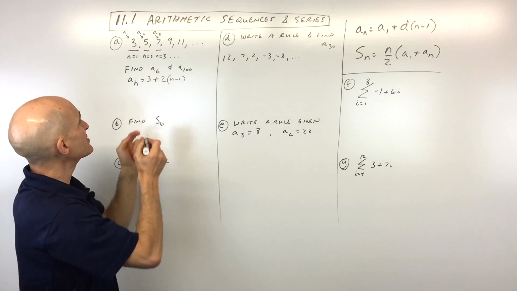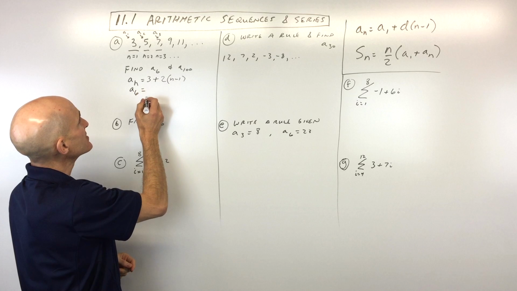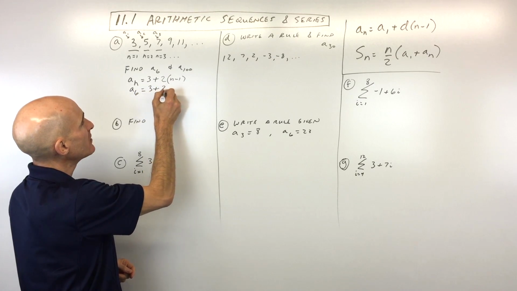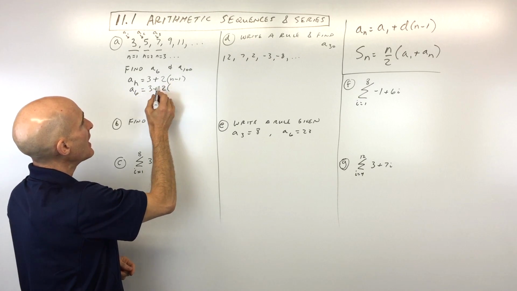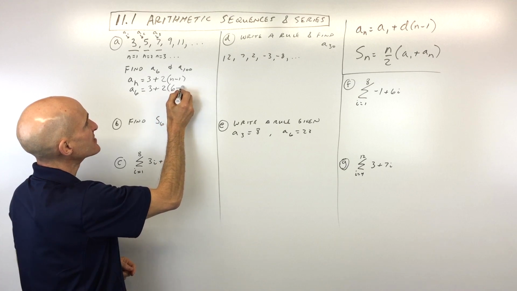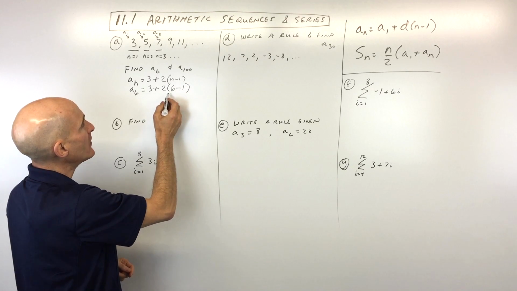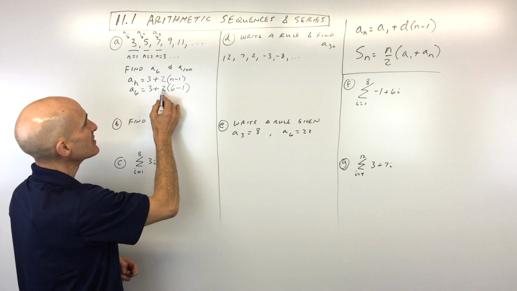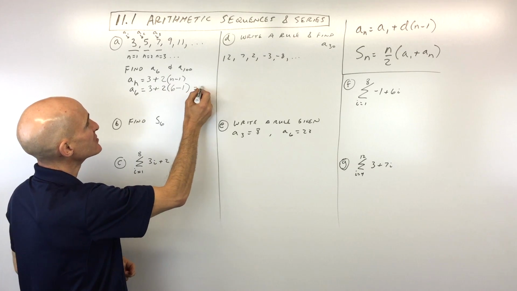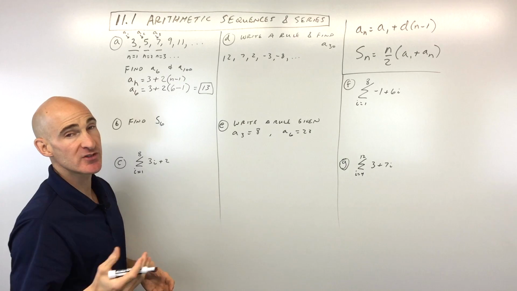But if we want to find the sixth term, a sub 6, we would take the first term, which is 3, plus the common difference 2, times n minus 1, and this n tells us what term we're on. That's the sixth term we want, minus 1. 6 minus 1 is 5, times 2 is 10, plus 3 is 13. So you can see the value of that sixth term is 13.